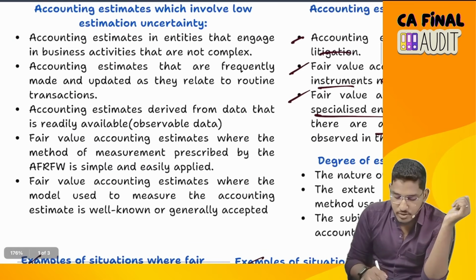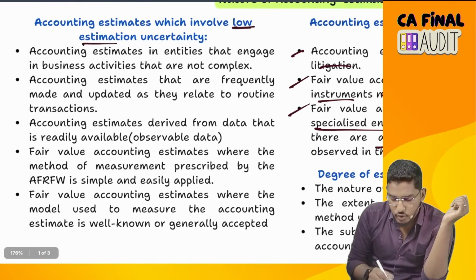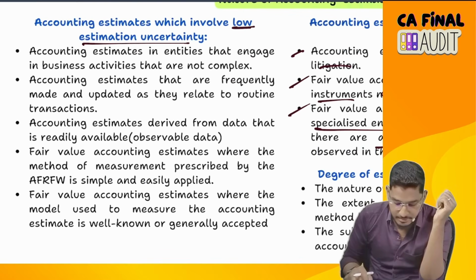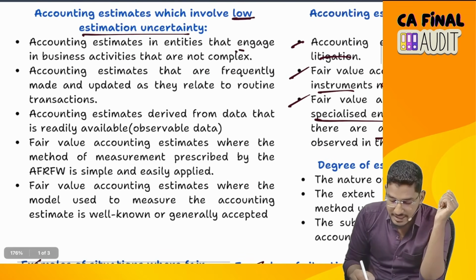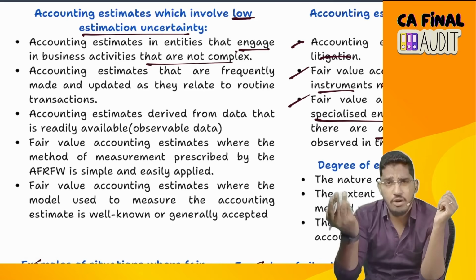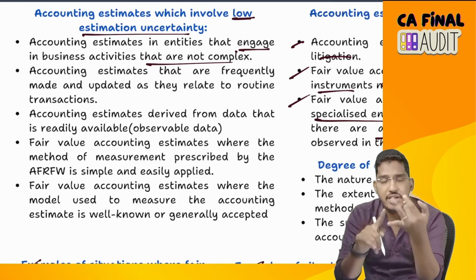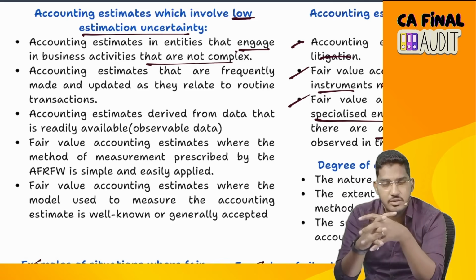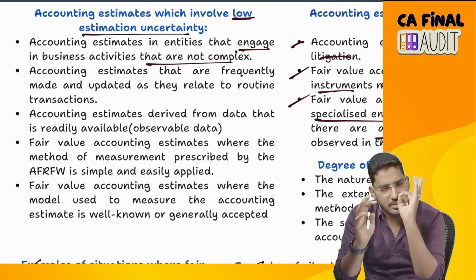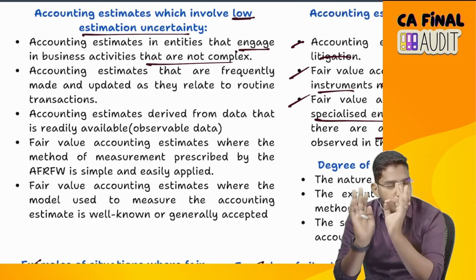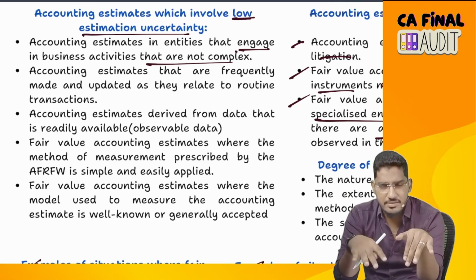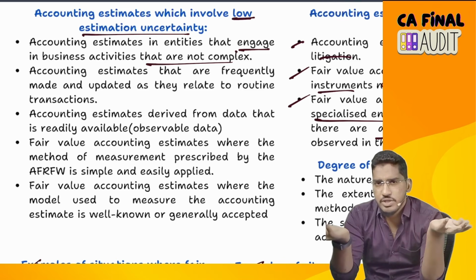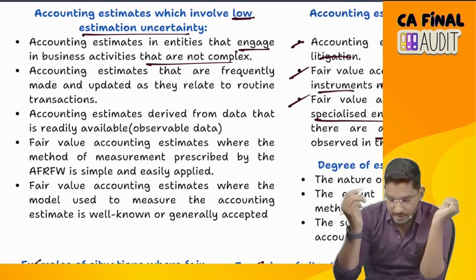Similarly, they have given examples of those accounting estimates where there will be low estimation uncertainty. What are the examples? Number one, accounting estimates in an entity that engages in business activities that are not complex, a very simple business, like a trading entity. They buy the goods, they sell the goods to the retailers. Simple business, simple provisions there. So here the estimation uncertainty will be very low. Why? Because whatever provision you have created will actually turn into reality.